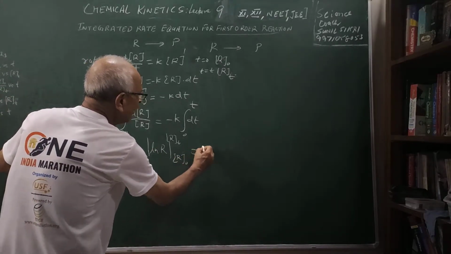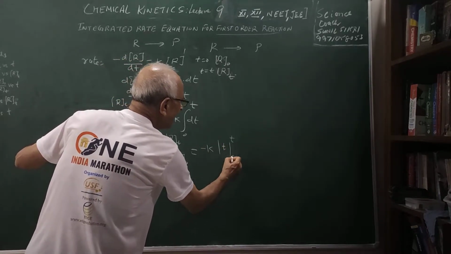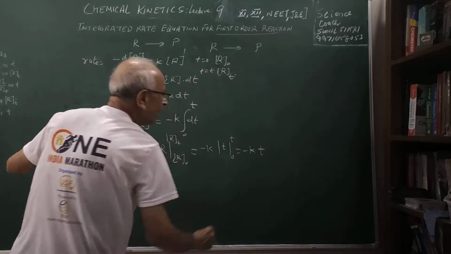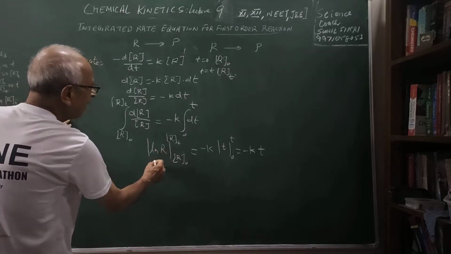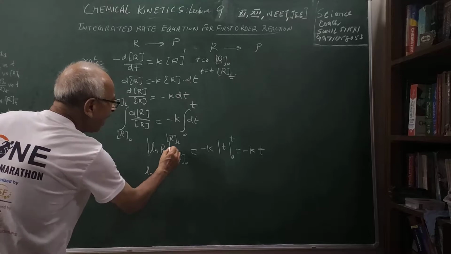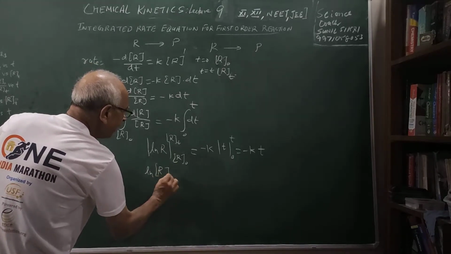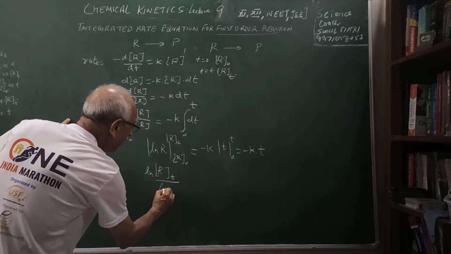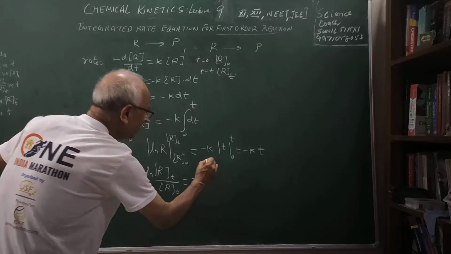So what will be this value? Minus K and t, the limits are t and 0. So what will be this? Minus kt. Minus k, when you put t as 0, is 0. What is this value? This will come to be ln of R of t divided by R of 0 is equal to minus kt.